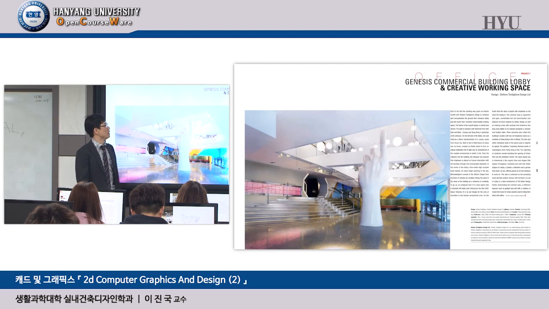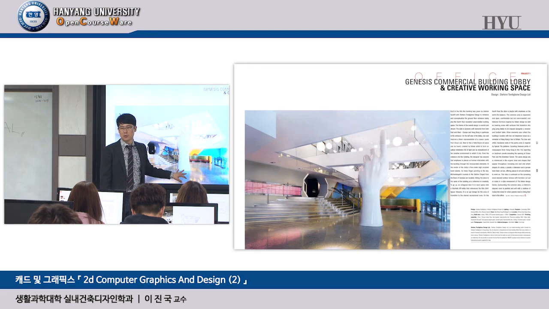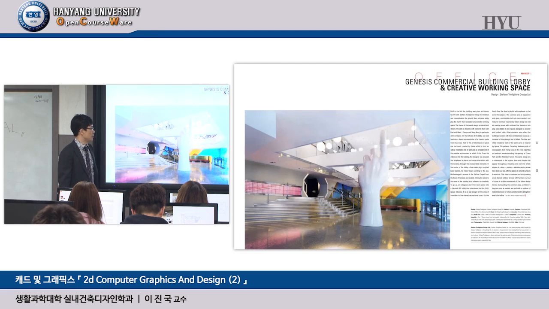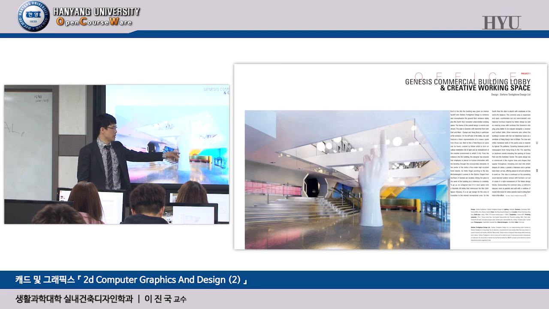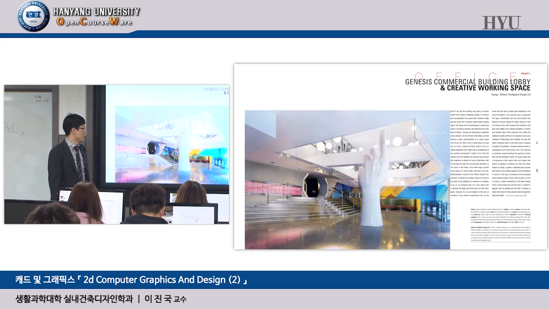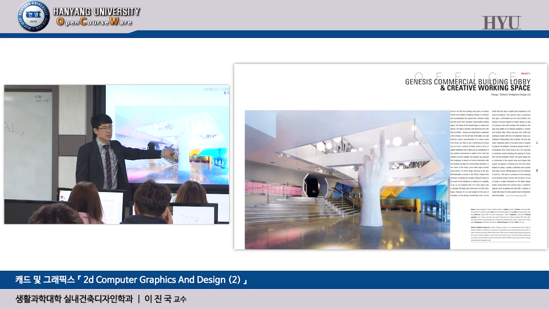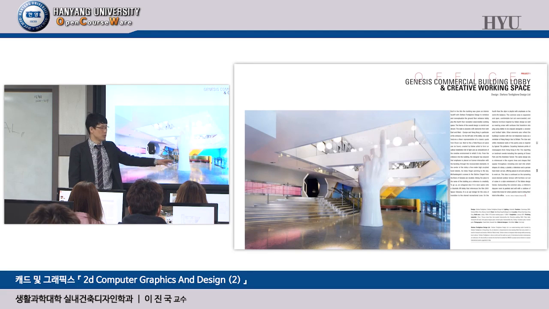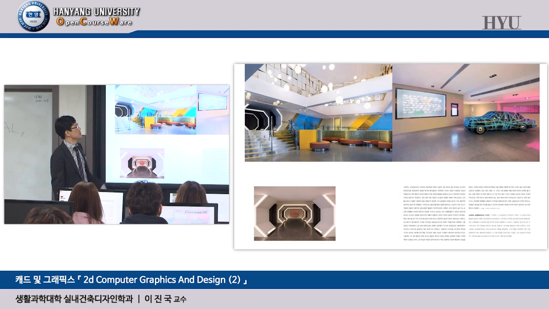Genesis commercial building lobby. Take a look. This lobby has a very unique design feature, okay? Human hand-like object. This one is kind of non-human scale, okay? Something exaggerated, enlarged scale of the object. For figuring out the size, the dimension of this structure, we need to carefully build some other environment like this.